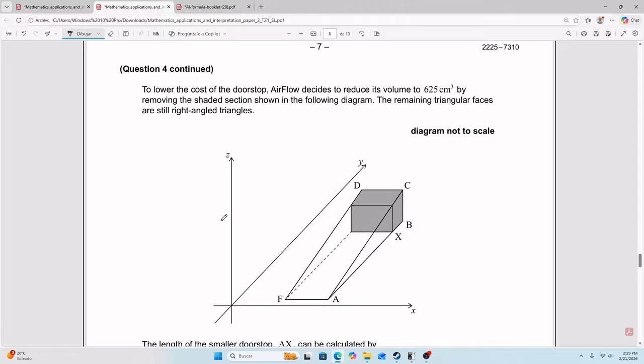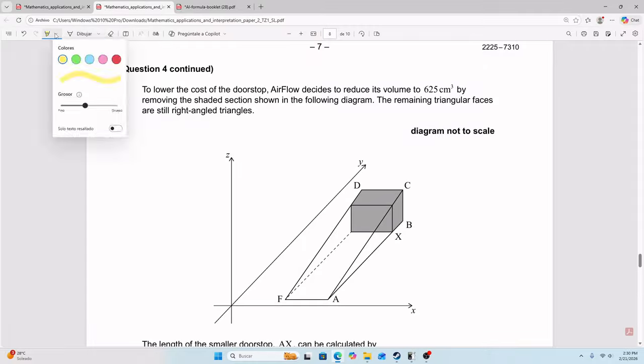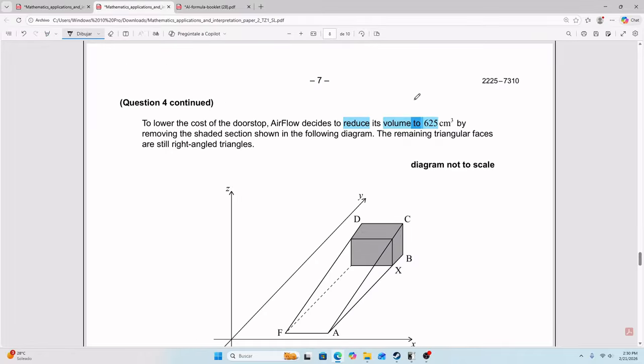So this second section, they tell us that to lower the cost of the doorstop, because Airflow is incredibly capitalistic, they decide to reduce its volume to 625. This is very important because the first time I read this exercise, I subtly missed it. It says that Airflow decides to reduce the volume of the doorstop to 625. So they reduced it to 625. At first I thought it said by 625. No, it's saying to 625. So the volume of this new doorstop is 625.